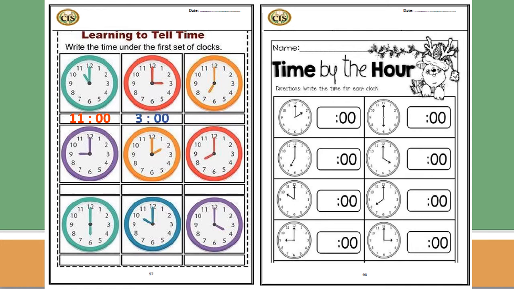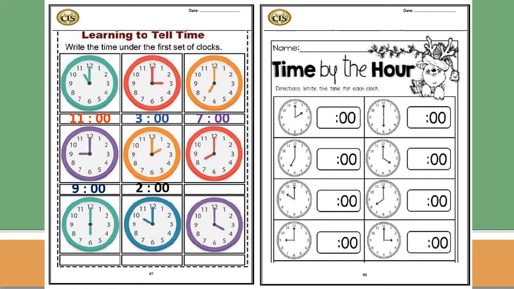Here, the short hand points to 7. The long hand points to 12. It means 7:00. Here, the short hand points to 9 and the long hand points to 12. It means 9:00. 9 for hours, 00 for minutes. Here, the short hand points to 2 and the long hand points to 12. In digital form, it means 2:00.